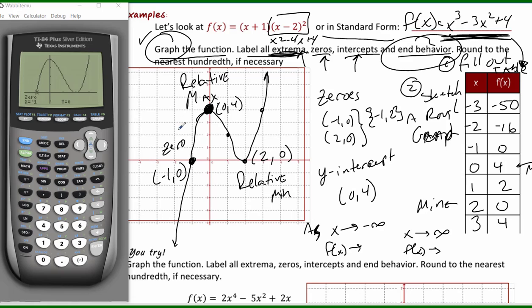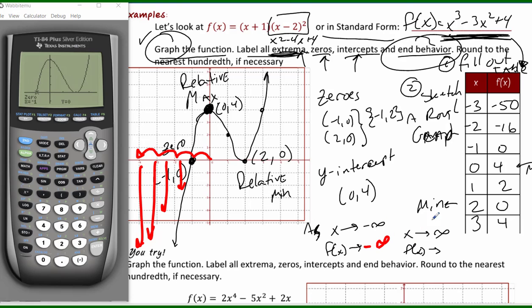Well, x approaches negative infinity. Let me change colors here. I'm going to the left when x approaches negative infinity. Left, right? These numbers are smaller. Well, what happens to my actual graph? That gets smaller and smaller and smaller. So that approaches negative infinity.